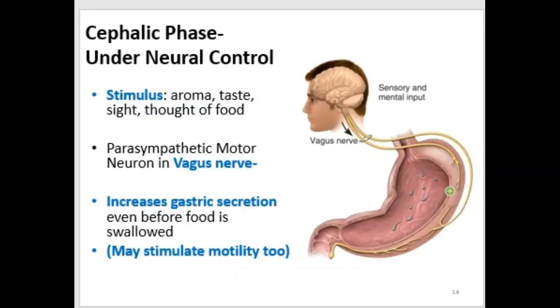So let's look at the cephalic phase first. During the cephalic phase, the stimulus is the smell of food, taste, sight, the thought of food, probably a little churning. I'm not sure where that comes from except for the brain. I should say that first all these stimuli are going to have to be sent to the brain, either through your nose, your eyes, your tongue, whatever. And eventually a signal is sent to your brainstem and leaves the brainstem.